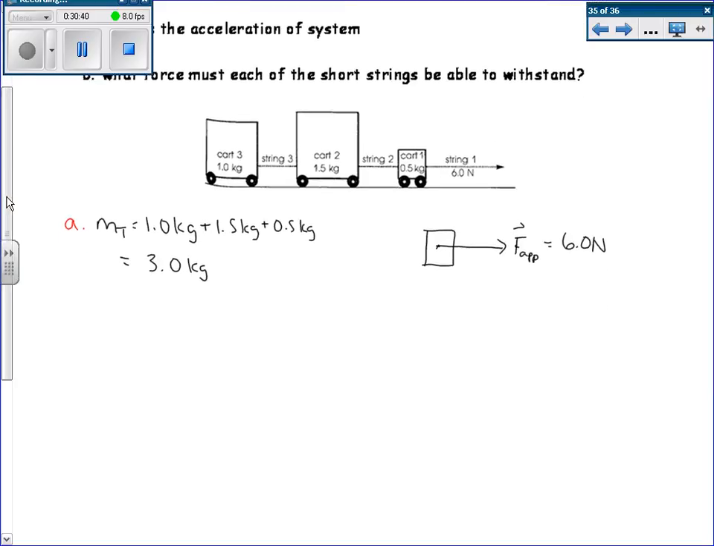That's all of them together. It's thinking about it all as one box, because it's all going to move at once. We want to figure out what it's accelerating at. Then for the second part, we're going to split it into the 3 different boxes.